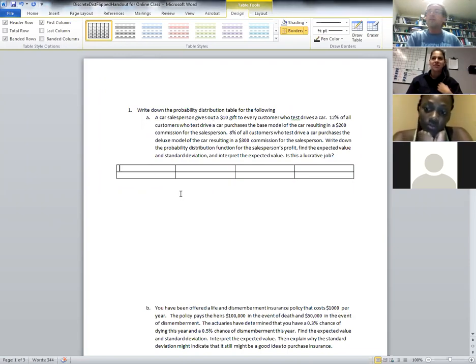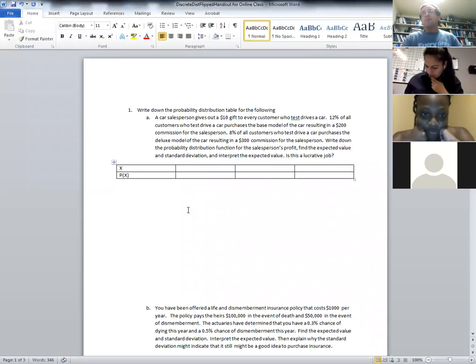Okay, so the first row, I'm going to put in, very simple, x. And the second is going to be p of x. When you have a probability distribution table, you could do it in rows or columns, I don't really care, but one row is labeled x, the other row is labeled p of x. X corresponds to the values that can happen. P of x corresponds to the probabilities that those values happen.